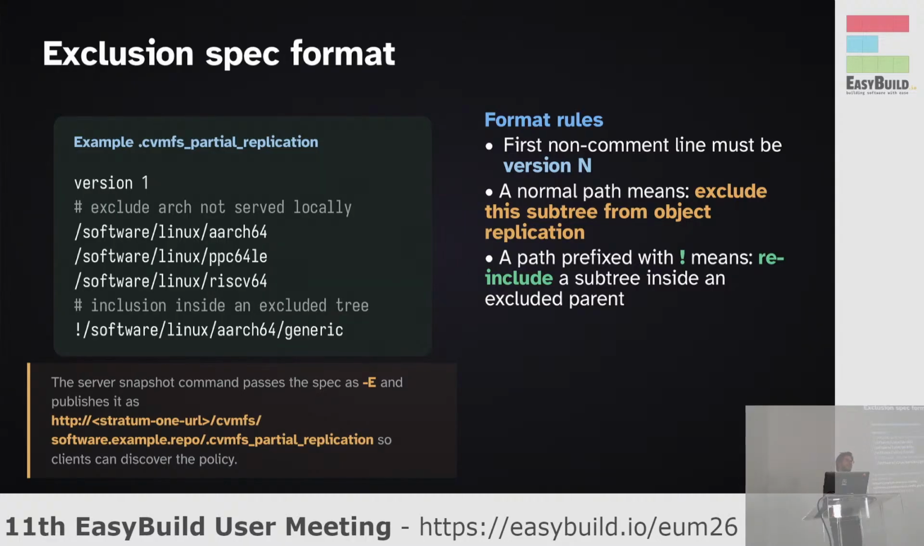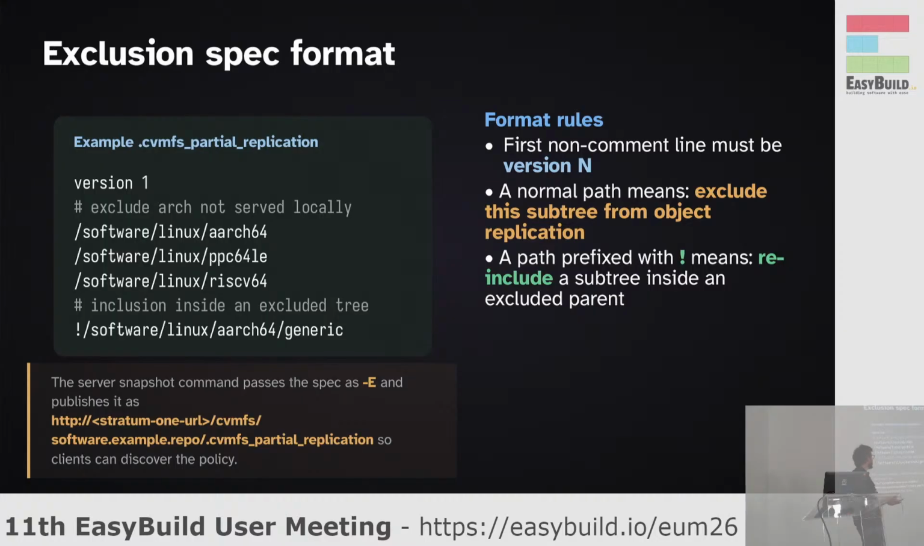I'm seeing a comment directly here: this feels like doing it the wrong way around. You call it partial replication, but you're listing exclusions. It should be partial exclusions, or you should do it the other way around: I want to replicate this. Good point. Maybe you want to make it clearer in that sense, that you say what you want to keep.